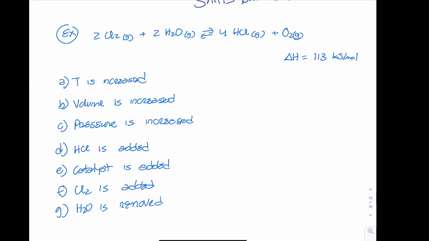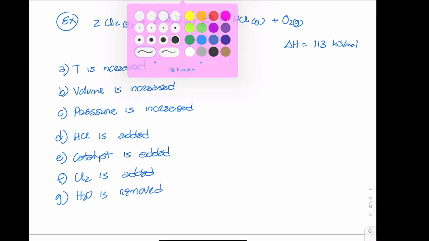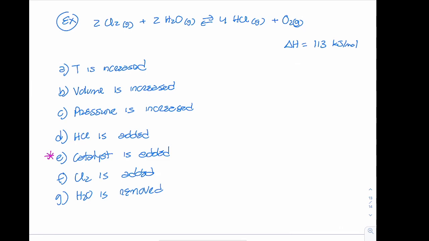So what I would like you to do is try to answer this on your own, with the exception of the catalyst one. Let me put a little asterisk on this. So just skip E for now, but these others, please try to answer it. So hit pause, go through these. Is it good to go towards reactant or products? You can just put an R or a P for reactant or products. And then after you've gone through it, just hit play again, and we can look at the answers.